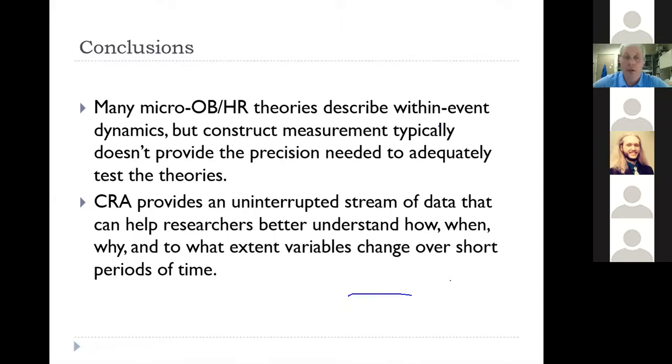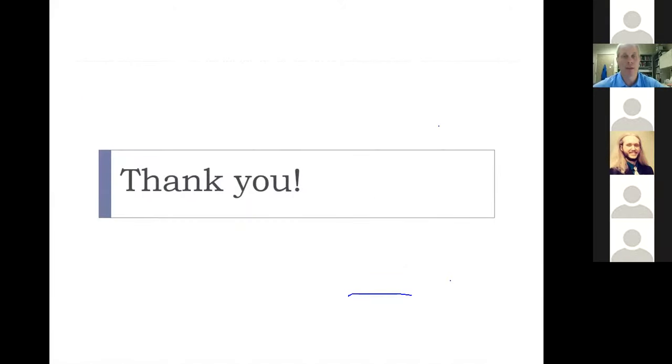So in conclusion, I think this is just another tool that could potentially be used to look at micro OBHR research questions. The construct measurement oftentimes isn't up to the task that our theories present to us. So we talk about really micro level dynamic within-episode processes, but we don't measure things that way. And I think that this continuous rating assessment approach might be a way to provide an uninterrupted stream of data so we can understand how, when, why, and to what extent variables change over a relatively short period of time. Thanks.